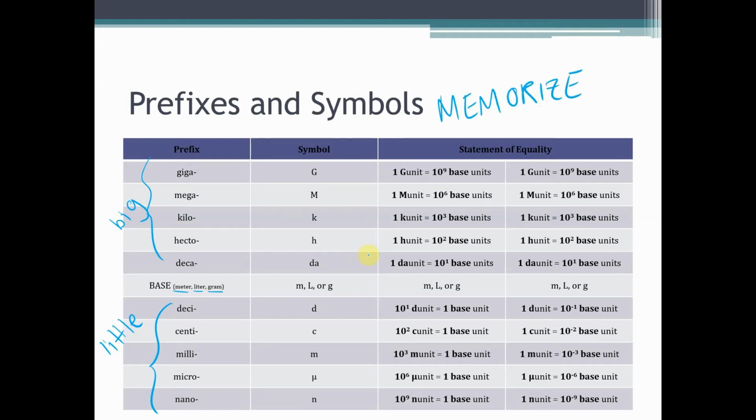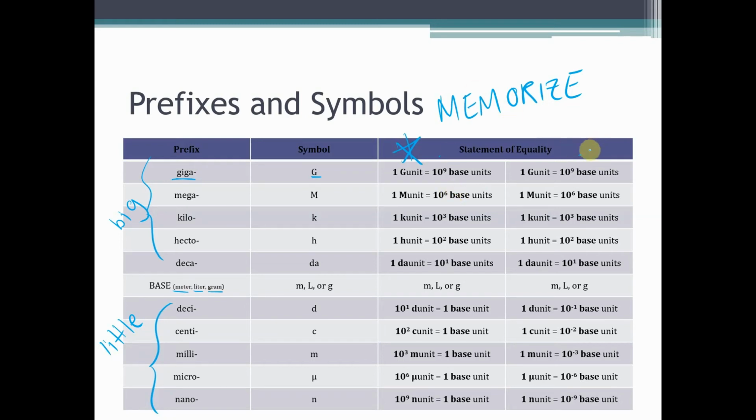As far as what I need you to memorize, I need you to know that the prefix giga has the symbol big G, and then I need you to know one of these two columns. You do not have to memorize both of them. These are just different people's brains working a little bit different way. I will tell you that during class and in my examples and in my keys, I will be using this column on the left-hand side because this one makes the most sense to me. I think it's the easiest to learn, the easiest to use.